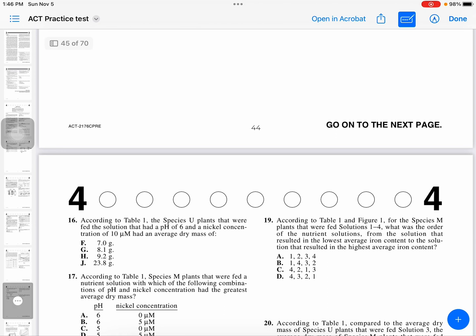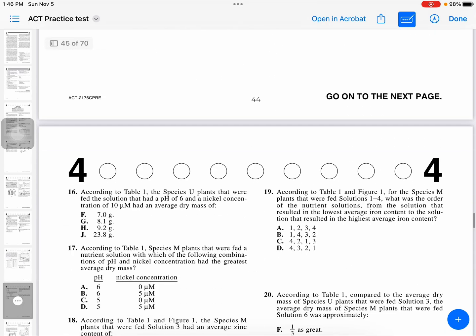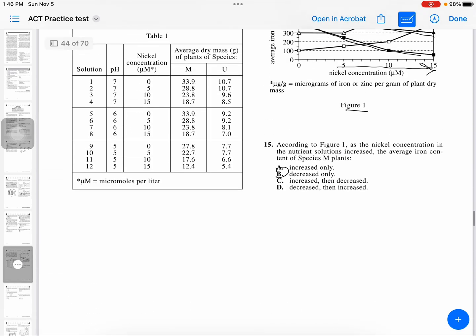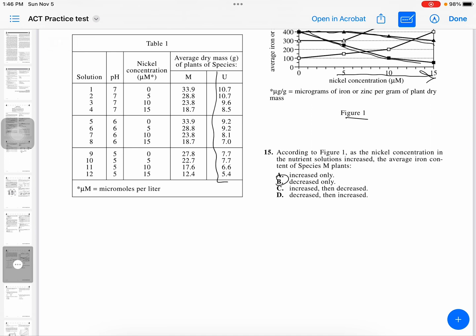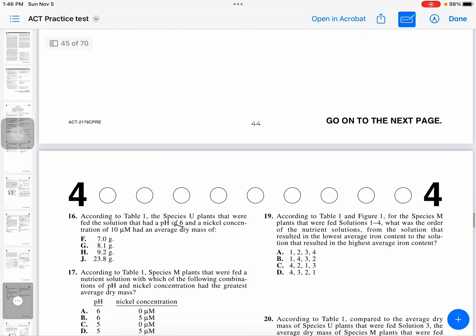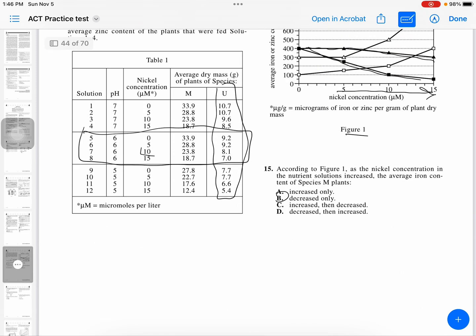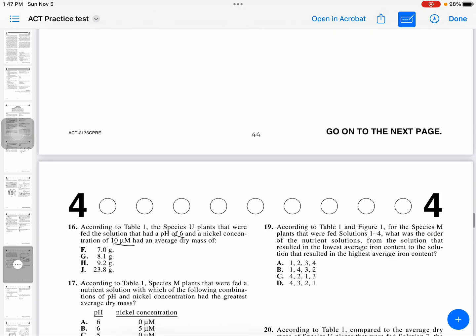According to table 1, the species U plants that were fed the solution that had a pH of 6 and a nickel concentration of 10 micromoles had an average dry mass of. Species U, pH of 6, and a nickel concentration of 10, that's this one, had an average dry mass of, looks like, 8.1.